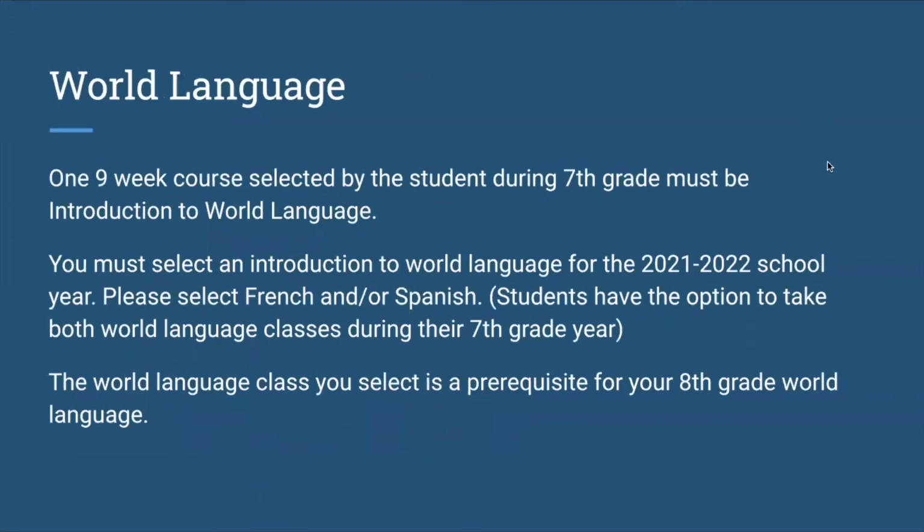World language in seventh grade is a little bit different. One 9-week course will be selected by the student during seventh grade, and it must be introduction to world language. You must select an introduction to world language for this school year. Please select French and/or Spanish. Students do have the option to take both world language classes during their seventh grade year. It does not happen very often, though. The world language class you select is a prerequisite for your 8th grade world language. That means that whatever you take in 7th grade, Spanish, then you'd take Spanish in 8th grade. If you take French in 7th grade, you would take French in 8th grade.